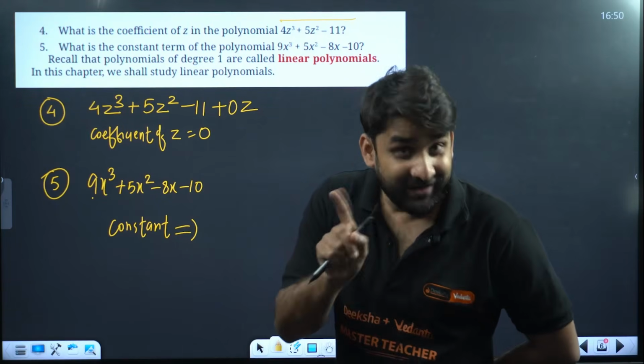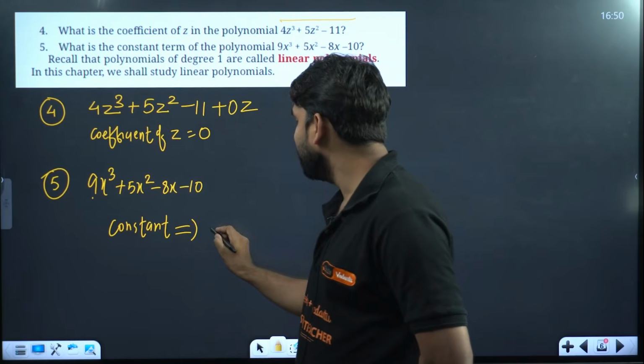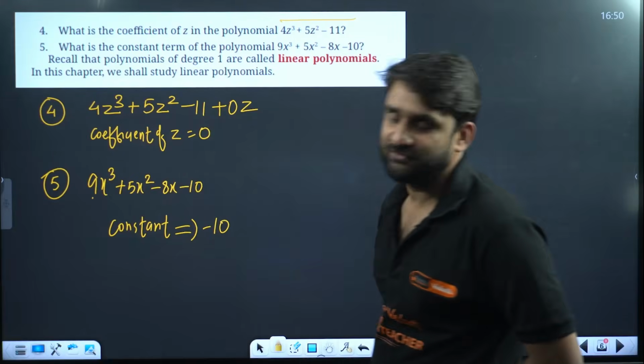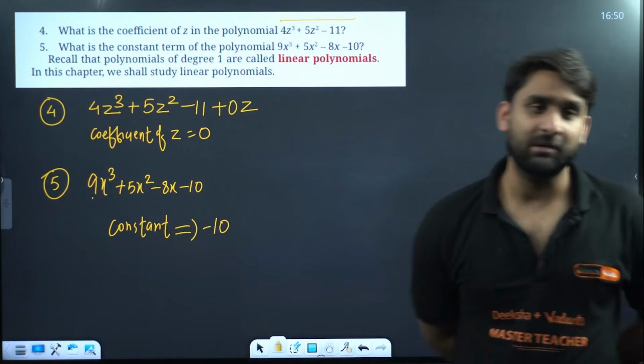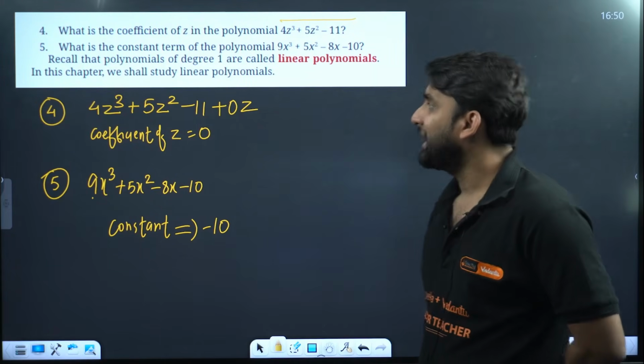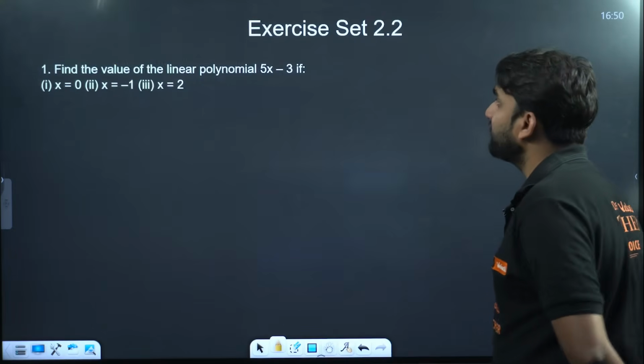But don't write just 10. 10 is in negative form, so make sure to write the negative as well. The negative sign is also considerable. So the constant term is minus 10. I hope this is clear to you. Moving to the next topic.